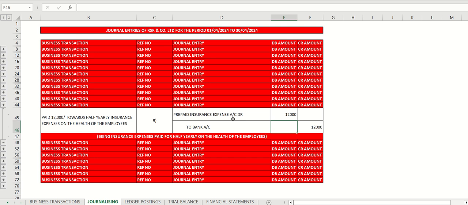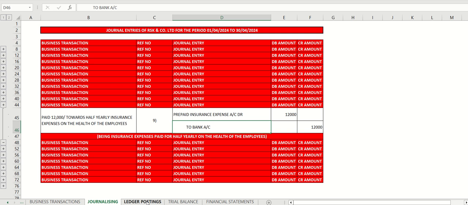So this is related to the future period, current plus future period, so it includes even the expense pertaining to the future period. So we need to debit the prepaid insurance expense account. And the credit needs to be given to the bank account, because there is an outflow of cash, so due to that reason we are crediting the bank account.